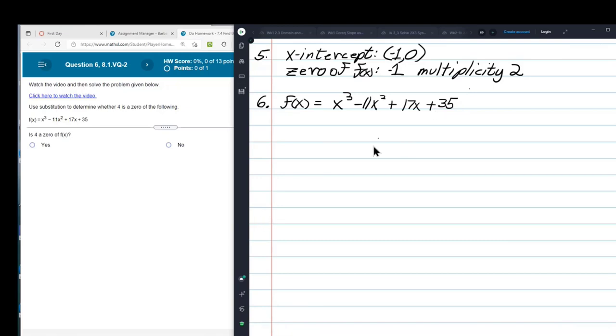This is another one of those functions that you don't know how to factor yet and won't until next week. But next week is almost here. And this is the beginning of it.